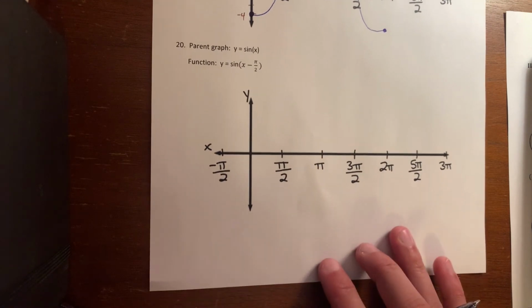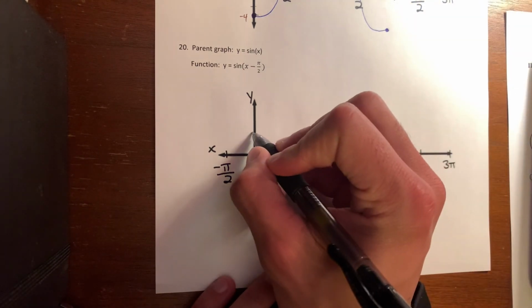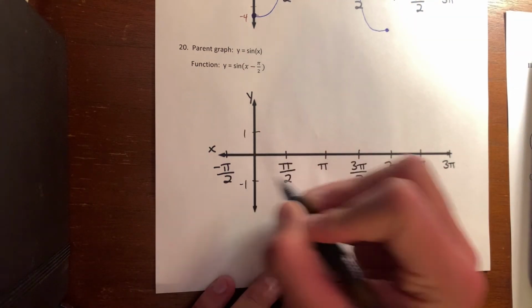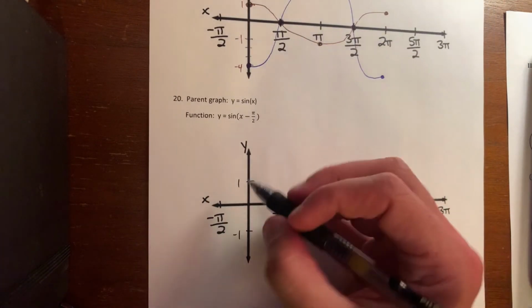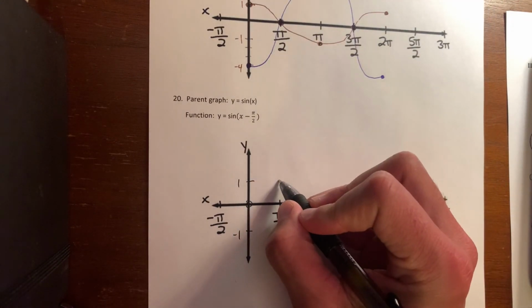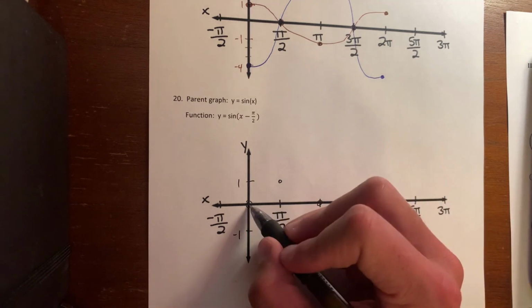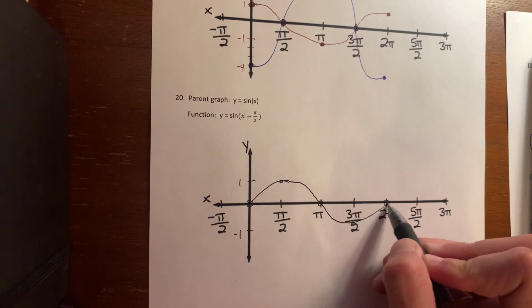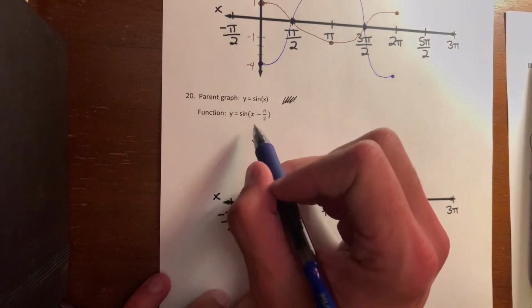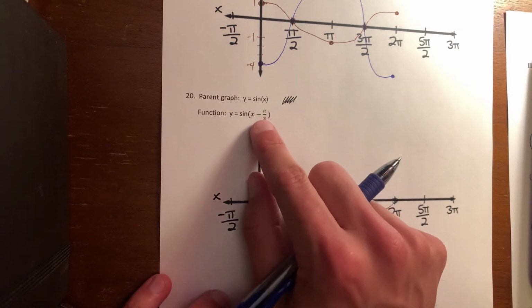Okay, and then last one, number 20. The parent graph is sine, so let's sketch that. Sine parent graph, again going from 1 to -1. Sine is a different shape than cosine. Sine is the one that starts at the origin and goes 1, 0, -1, 0, so sine goes like that. Then, thinking about this, what is added in my equation? Well, it's subtracted, I guess.